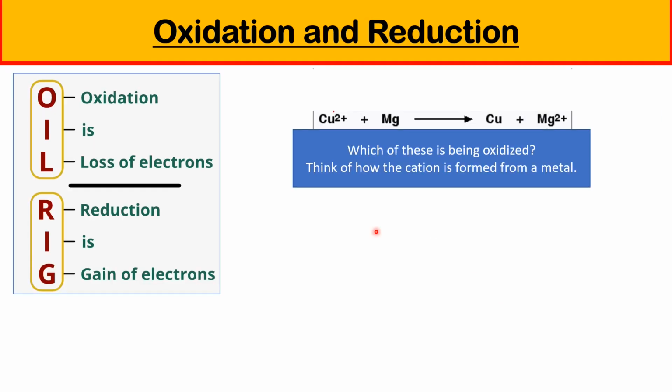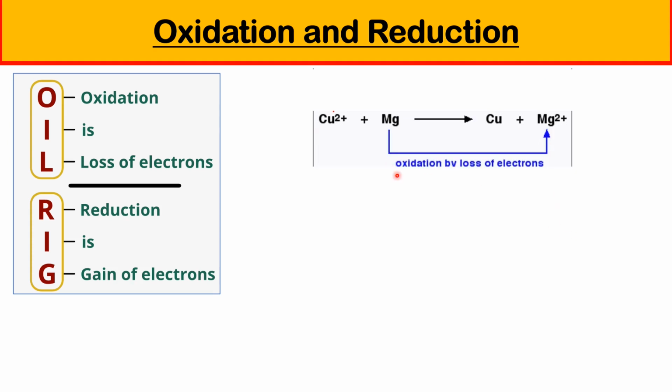Now next thing is to see what is being oxidized and what is being reduced. So for that we have to write again the ionic equation, that is copper 2 positive plus Mg will give copper plus Mg2 positive. Now next thing is which of these is being oxidized. Now you know that oxidation is loss of electrons. Loss of electrons means that the electrons are coming out. The electrons will only be coming out if the element is changing into the ionic form. So Mg is the one which is being oxidized, and copper 2 positive is being reduced.